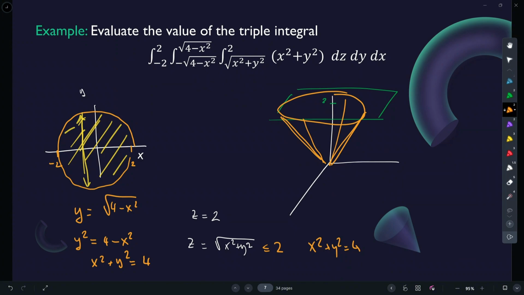All right, so now I know how to describe this region, hopefully, in cylindrical coordinates. Let's see what the bounds are. In cylindrical, I'm going to have, first of all, an angle. What are the possible angles of those points?